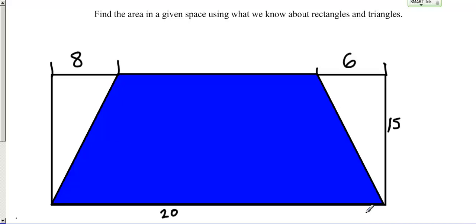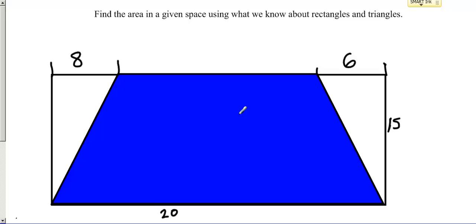Over the last few days, we've been learning about the area of rectangles and triangles. And now we're going to try and figure out the area of a different kind of space using what we've learned about area of triangles and the area of rectangles. So in this question, we're asked to find the shaded space here, this blue area. We need to find the area of this blue shape, which is a trapezoid.